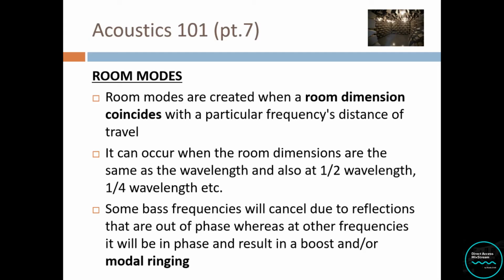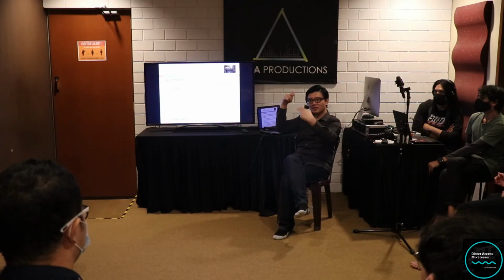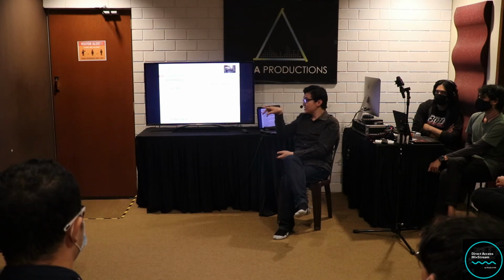Now some of these bass frequencies will cancel each other out. Imagine a bass frequency inside this room, bouncing around due to reflections that are out of phase. A frequency bounces from this wall, then bounces back again, and on the way it meets the same frequency at the same intensity curve. It causes cancellation. Whereas at other frequencies, it becomes in phase, then it gets boosted. So very easy.